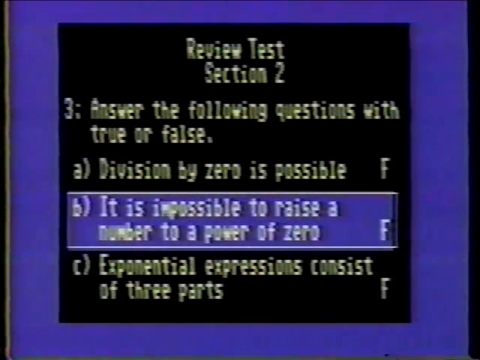Problem 3B. It is impossible to raise a number to a power of 0. The answer is false. Any number raised to the 0 power is 1.